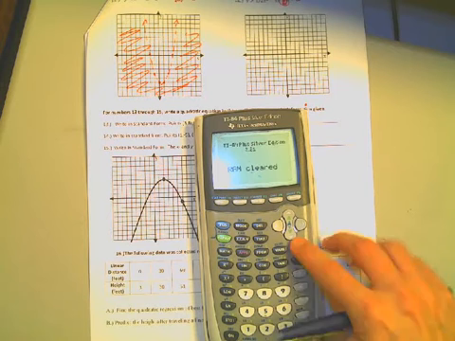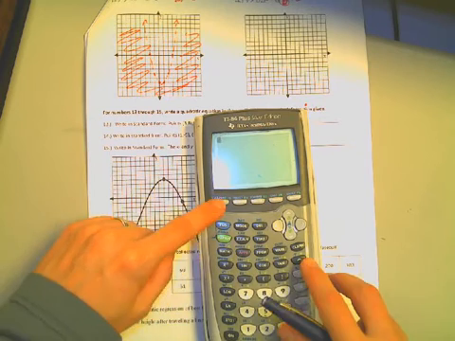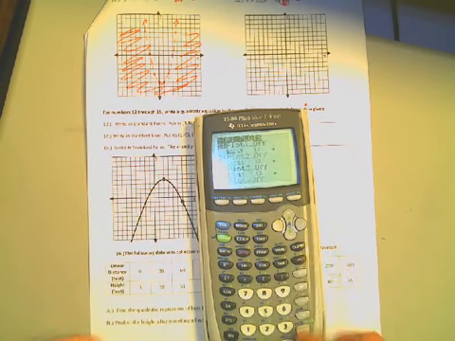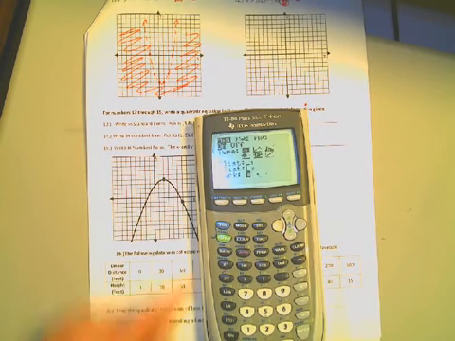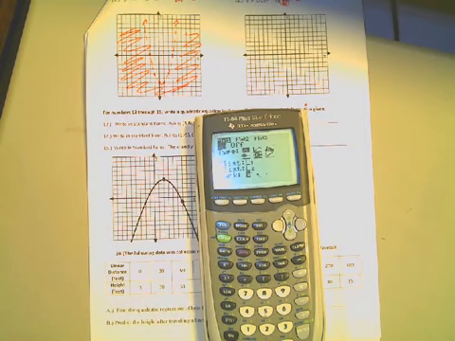we always want to turn the stat plot on and the diagnostic on. So second y equals, stat plot on. You do second y equals once again, and then just press enter twice. That's going to help us actually graph it.